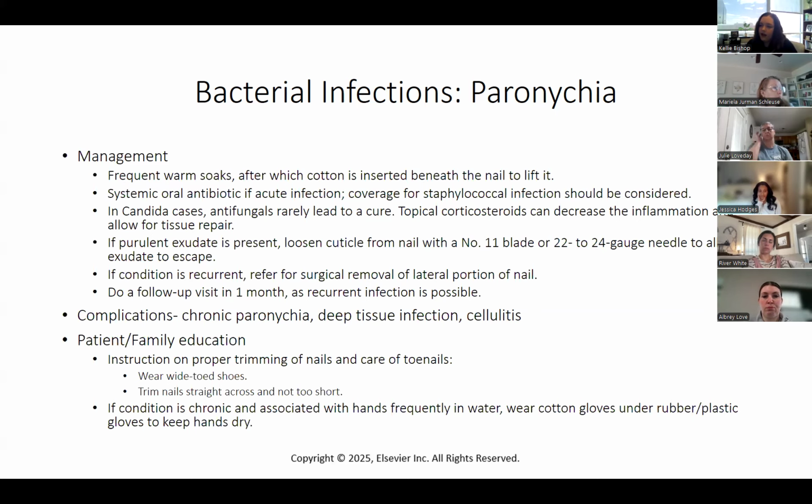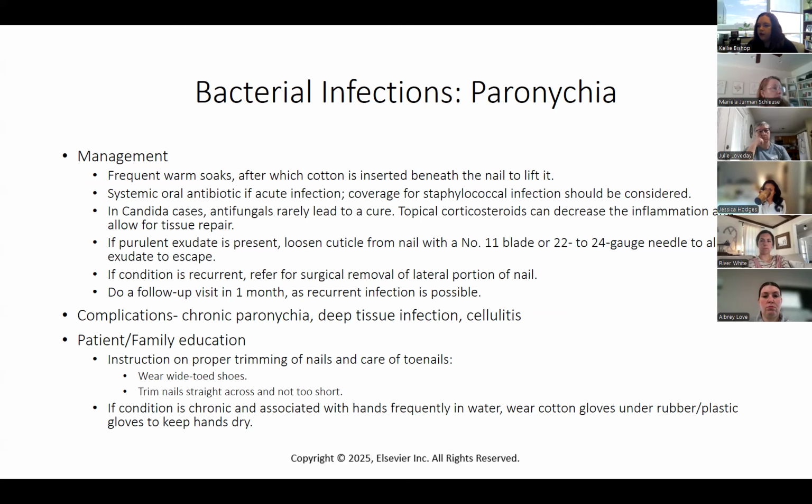If it is Candida, antifungals rarely help. So you can do topical corticosteroids to help the inflammation and allow for tissue repair, but usually it will respond on its own. You can treat it like athlete's foot, which we'll talk about in a minute when we get to tinea. But Candida doesn't usually respond to antifungals, especially topical, the same way in that area that tinea does.